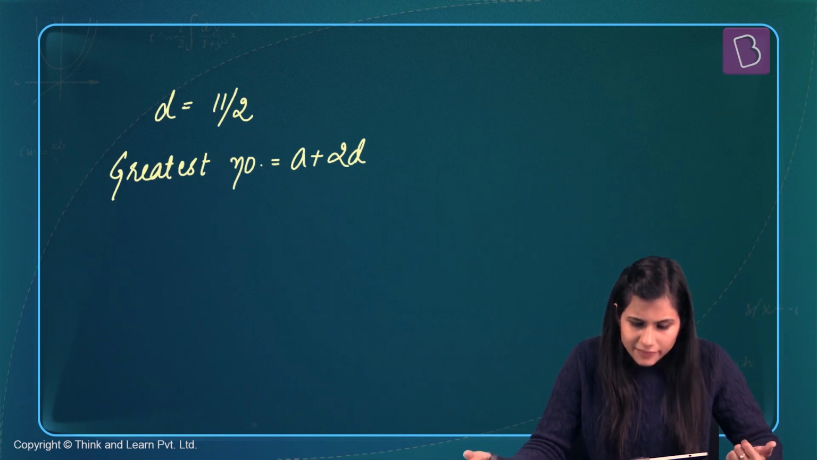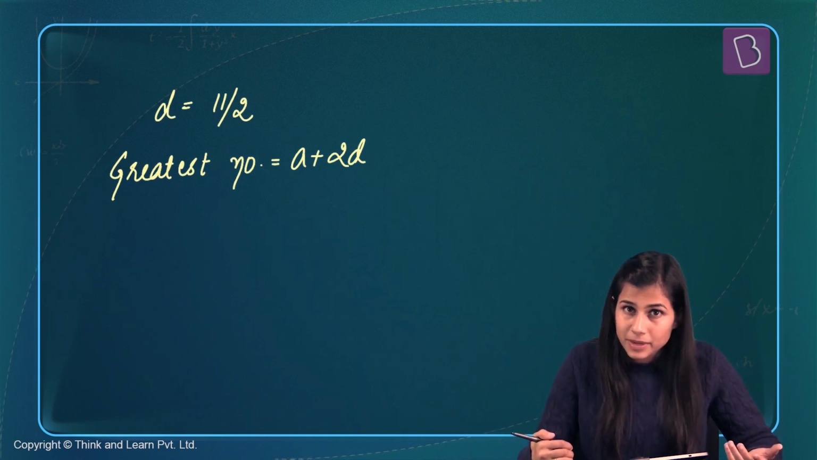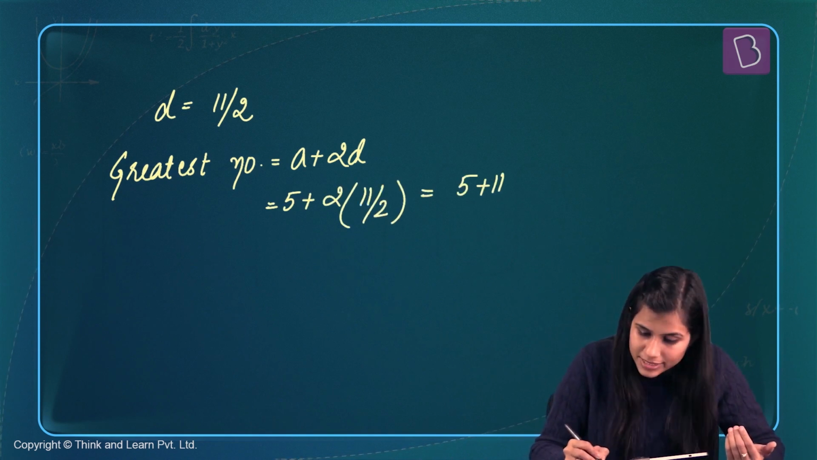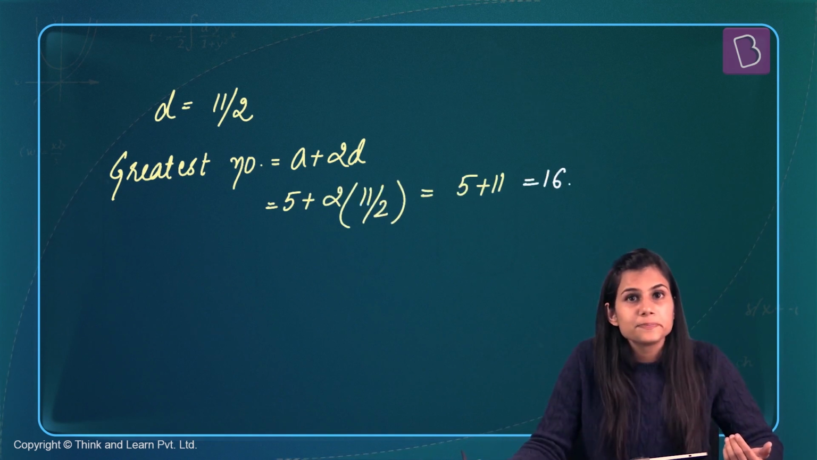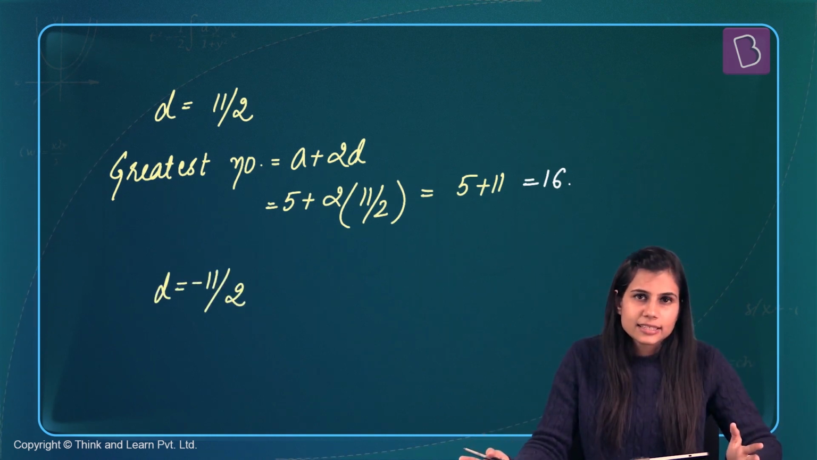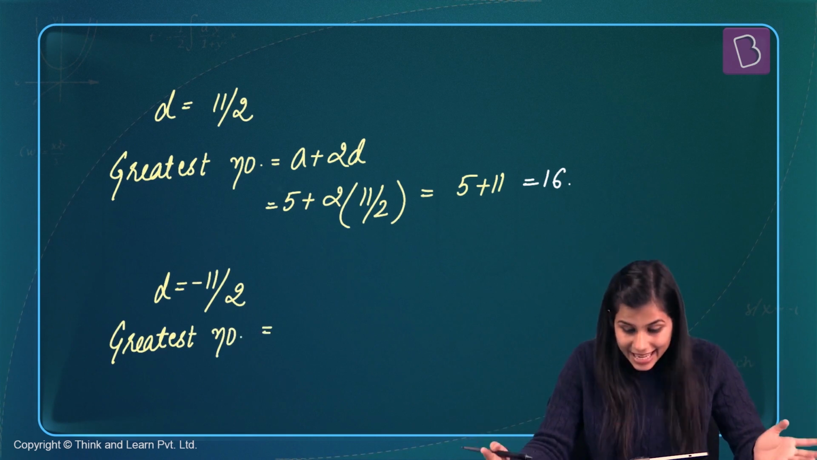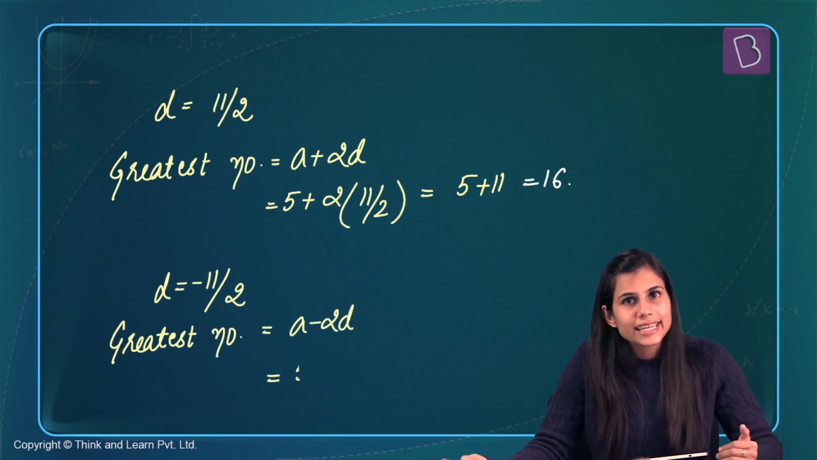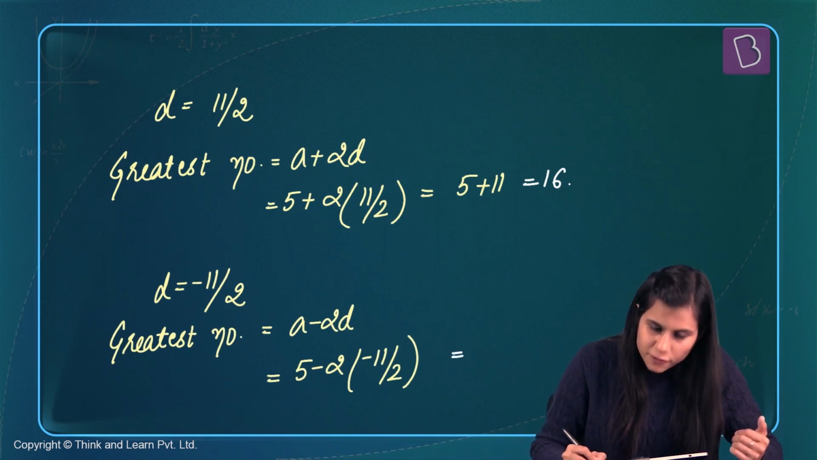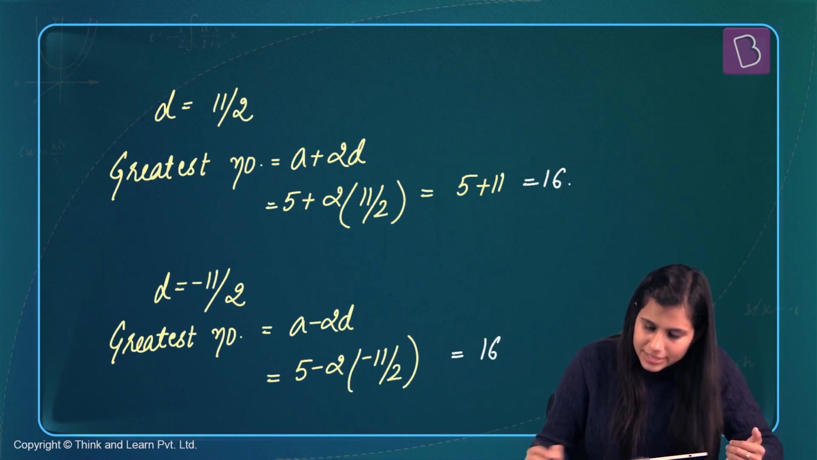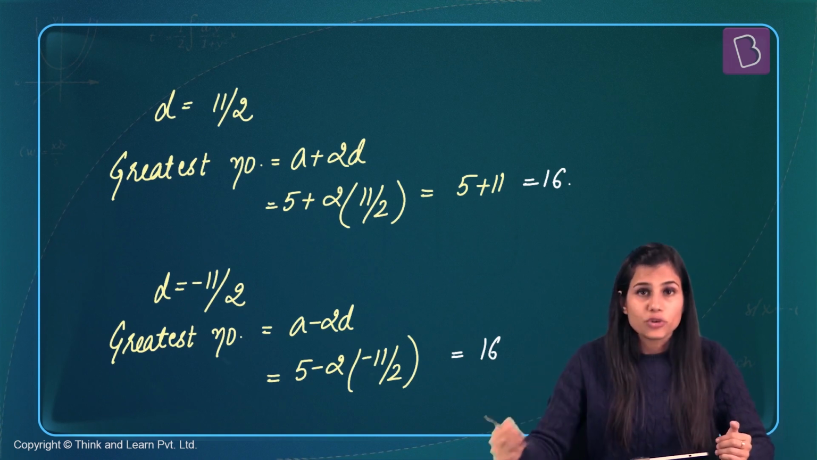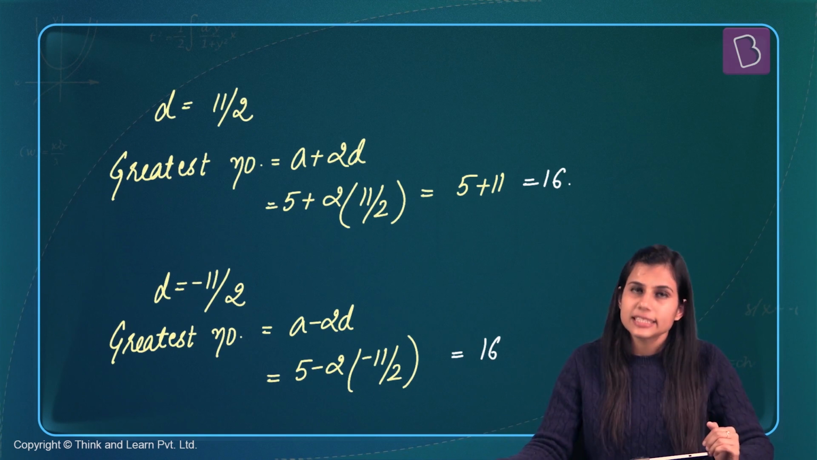So what is that? Let's find the value. Plug in A equals 5 and D as plus 11 by 2. You get what? 5 plus twice of 11 by 2, which gives you 5 plus 11. That is 16. And when you take D as minus 11 by 2, in that case, the greatest number obviously is given by A minus 2D. So plug in A as 5, D as minus 11 by 2. What you get is, again, 5 plus 11, that is 16. So this was one observation. That's it. Otherwise, your final answer is 16.